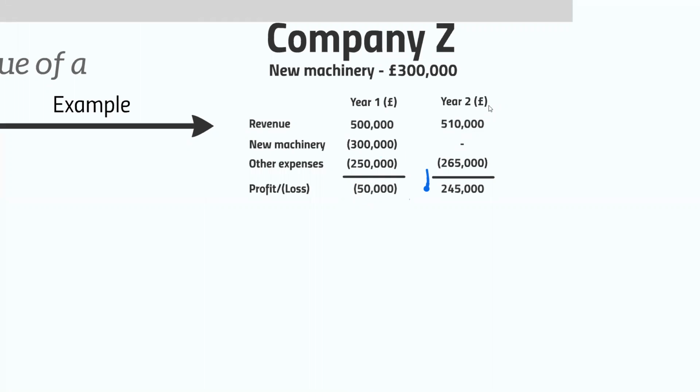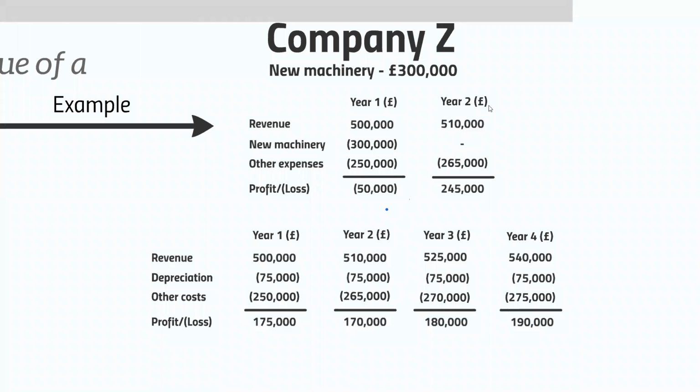In contrast to this, we can see in year two, we have no machinery expense to recognize. We recognize this all in year one. And so again, we have a disproportionate profit figure that's inflated by this sort of accounting adjustment, okay? So this is the issue that depreciation looks to solve.